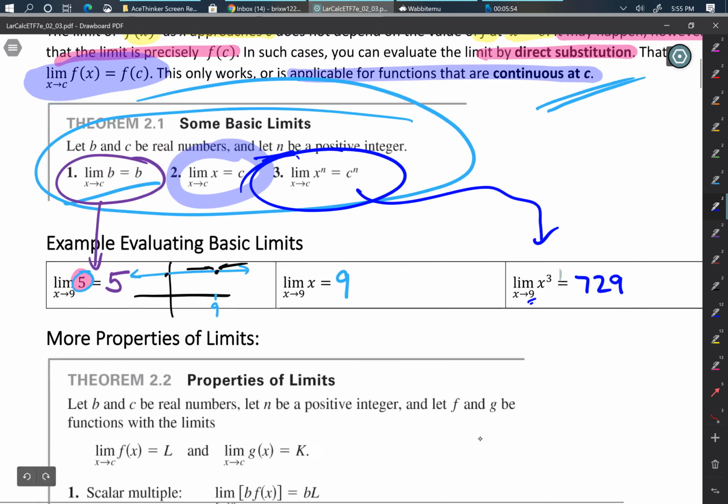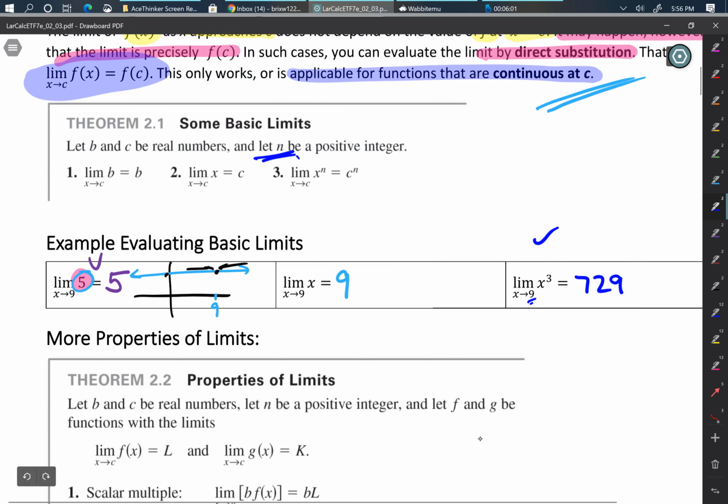So these are our basic limit rules. They say that if you have one of these three, let me erase all the extra gobbledygook so we can talk about them. One of these three scenarios: if you're taking the limit of a constant, the limit is the constant. If you're taking the limit of the identity function, x, then the limit is just c. And if you're taking the limit of x raised to the nth, it's just c to the nth, where n just needs to be, at this point, a positive integer.